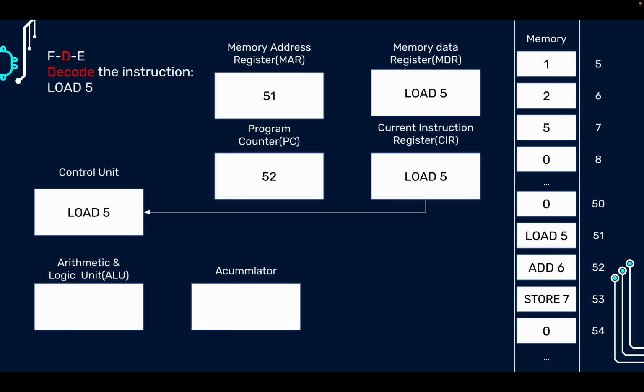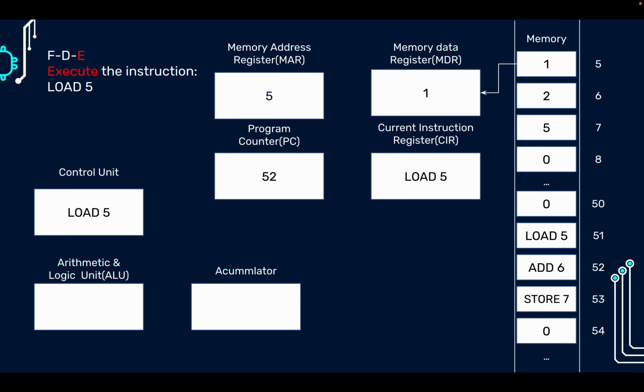After we update, we're going to decode our current instruction register, which is equal to LOAD 5. And we're not going to go into the detail about how it decodes, so it just breaks down to the steps that need to be done, because we need to execute the instruction LOAD 5.